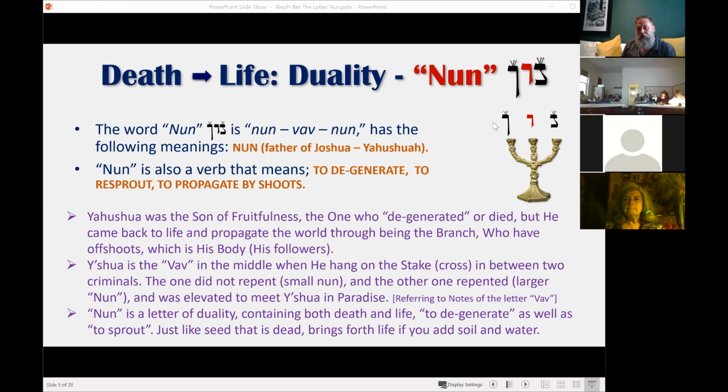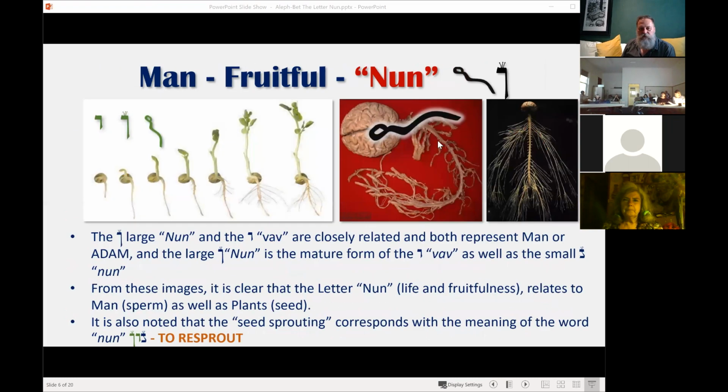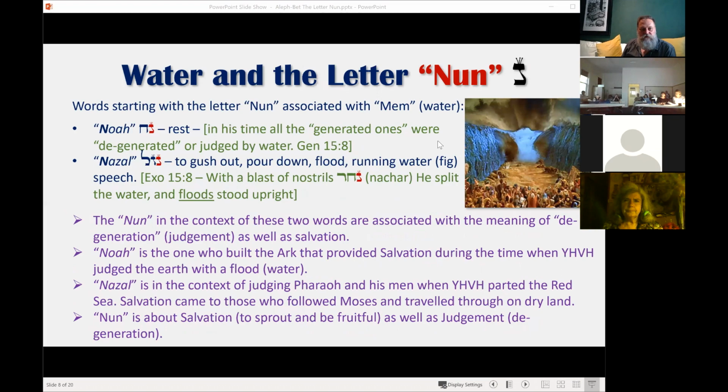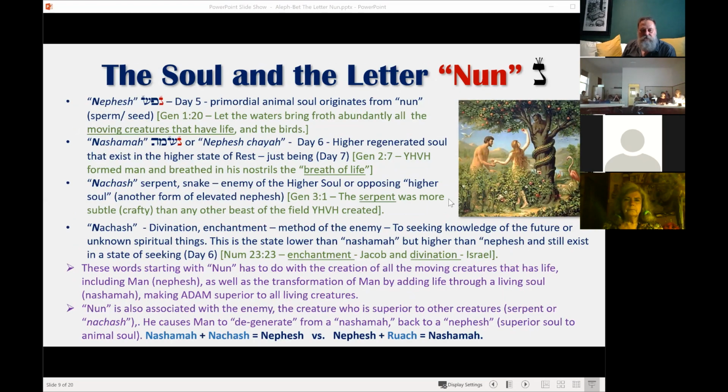So we don't have to wait and die to get this higher level of living, or this higher state. We can achieve that in this physical life through the symbolism of this word Nun, as we previously looked at. This was fascinating when I meditated on these concepts, specifically when I read that the Nachash was more crafty than the other beasts of the field.